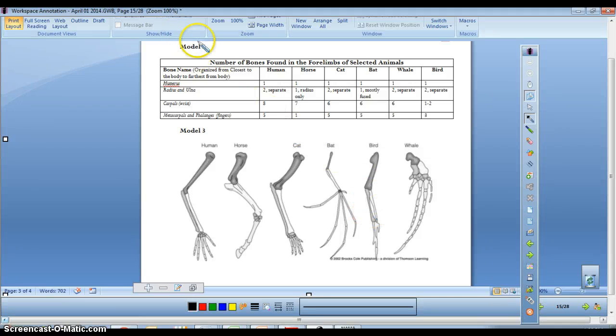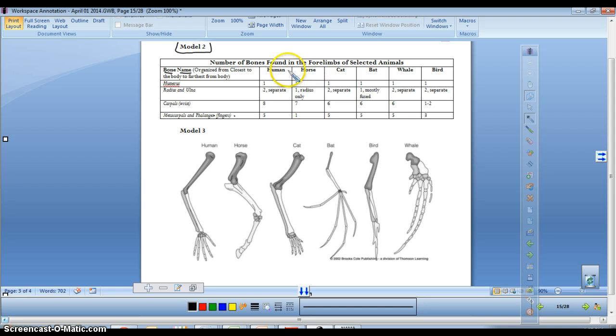Okay, here's the second part of the homework, Model 2. Number of bones found in the forelimbs of selected animals. So we have bone name, organized from closest to the body to farthest from the body. So you have humerus, radius, and ulna, the carpals, and the metacarpals and phalanges. These are the fingers. Okay.